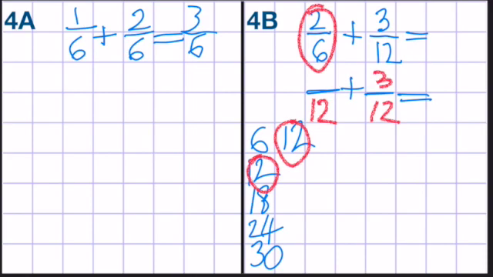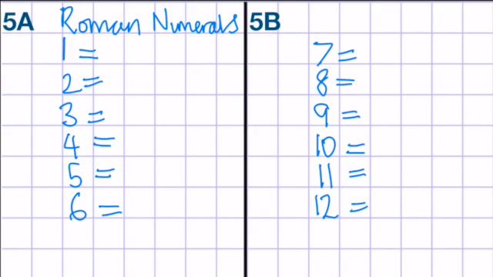And what did I do to 6 to make it into 12? I timesed it by 2. So whatever I do to the denominator, I do to the numerator. So 2 times 2 is 4. So the answer to this one is 7/12. For 5a and 5b, you have to write the Roman numerals for each of those numbers.